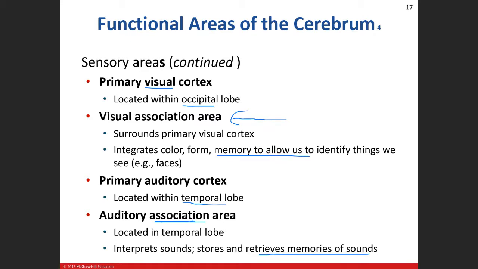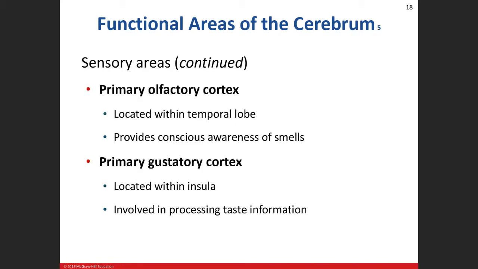If we're talking about the primary visual cortex, the visual association area is going to be immediately adjacent to it. It's close by. Now, there are a couple of things we'll talk about here in a second that add to that. Smell, olfaction, is in the temporal lobe. Primary gustatory, that's taste, is in the insula, and that's going to process the taste information there.